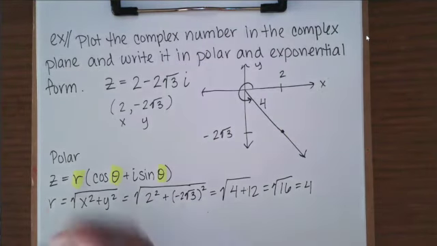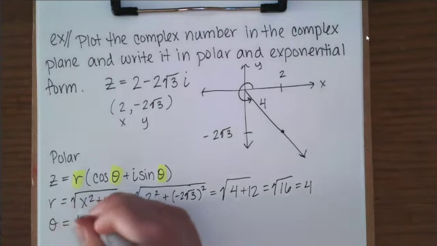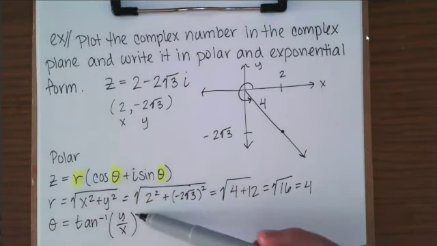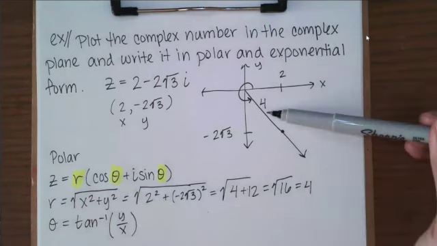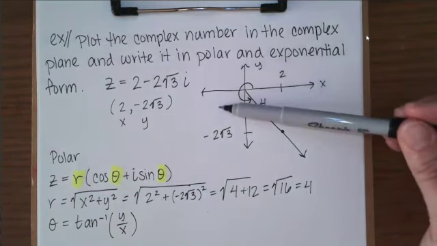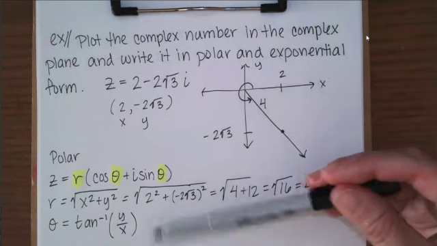The next thing we need to do is find our angle theta. So to find theta, we know theta is equal to inverse tangent of y over x. Remember, this formula works if we're in the first or the fourth quadrant. Inverse tangent will only return the answer in one of these two quadrants. If we're in quadrant 2 or quadrant 3, we need to add 180.